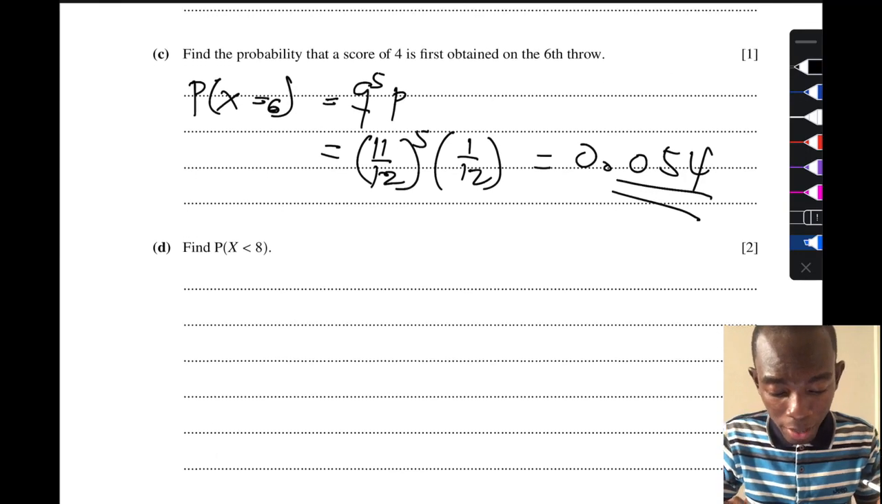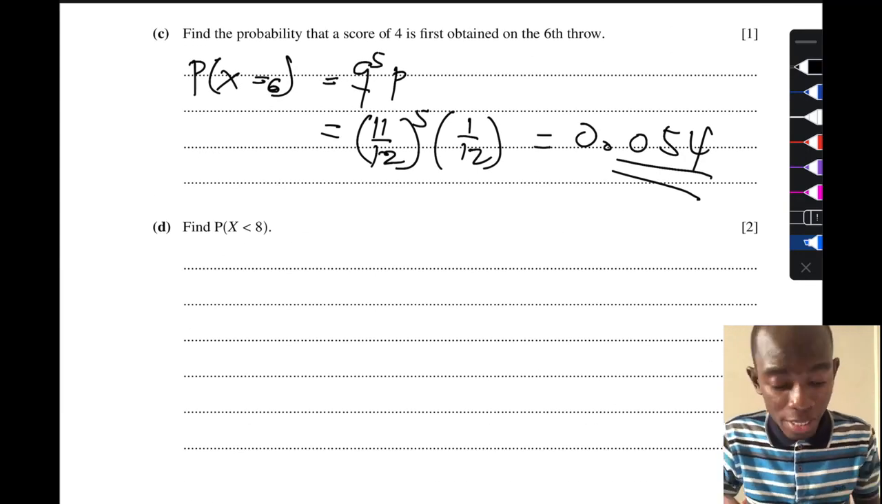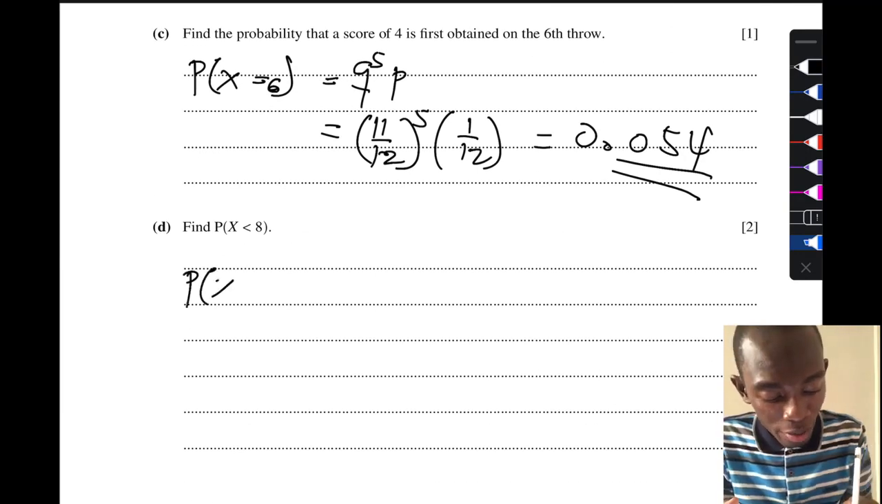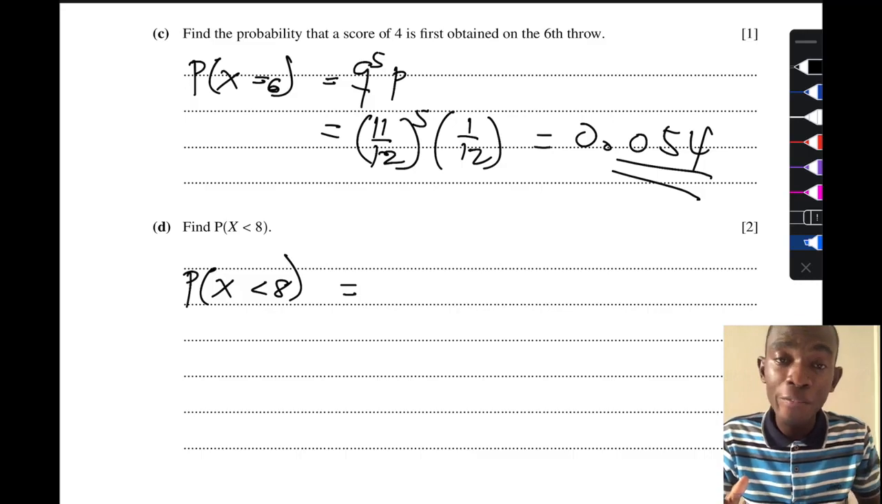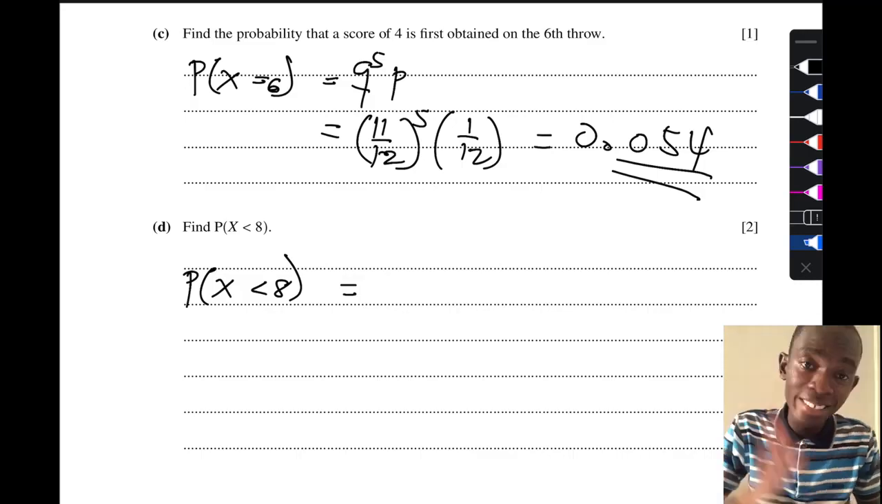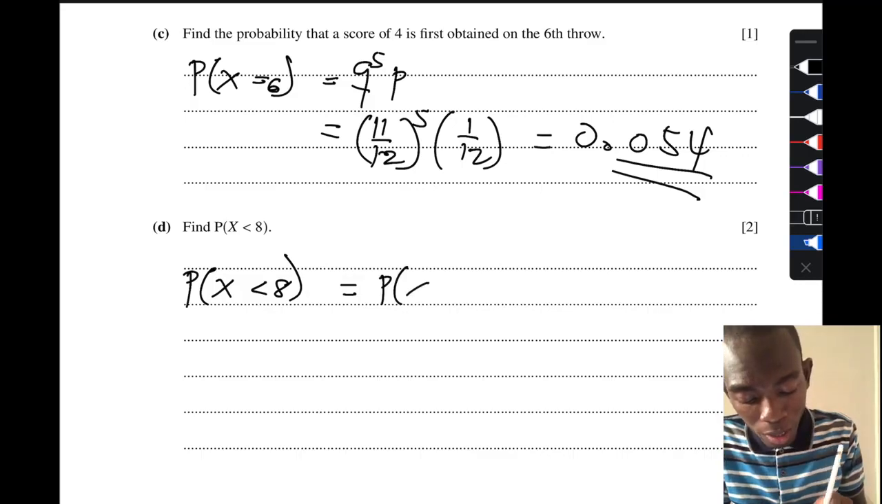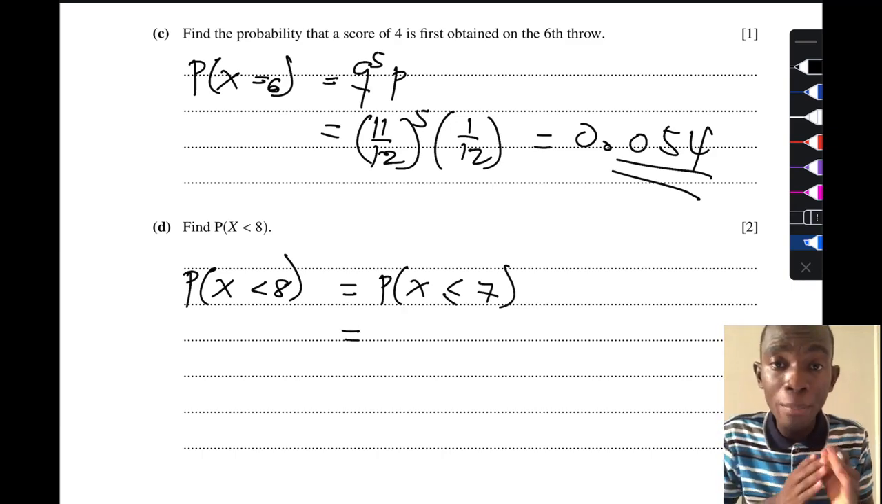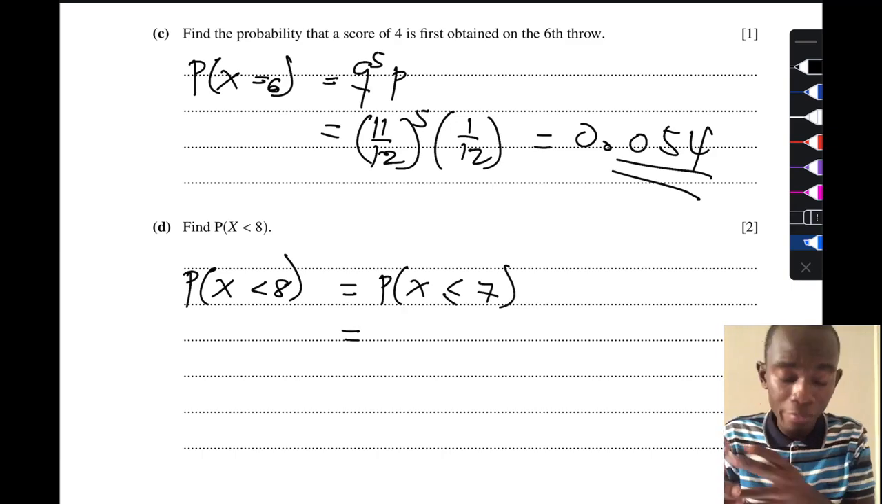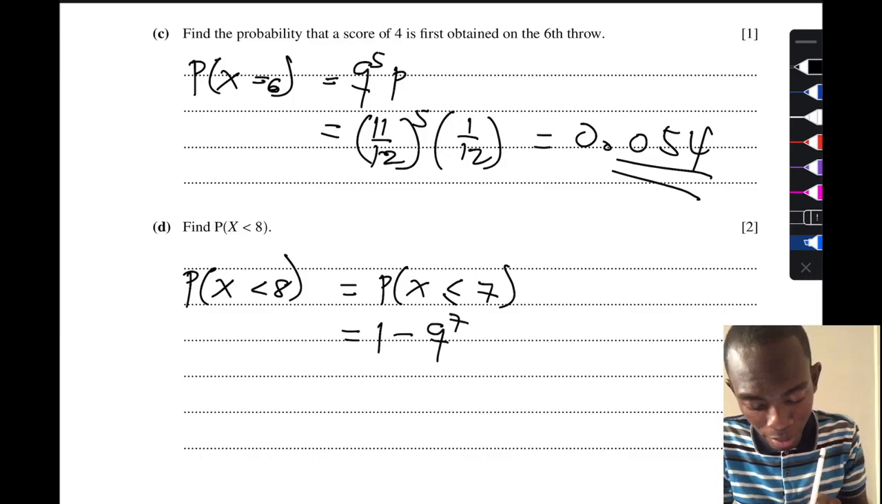All right, now the last one says, the probability that X is less than 8. It means that the success must have been from the 1st to the 7th throw, since it says less than 8. So X is less than or equal to 7. If this is the case, then use the shortcut: 1 minus q to the power 7. Okay, so 1 minus q to the power 7.